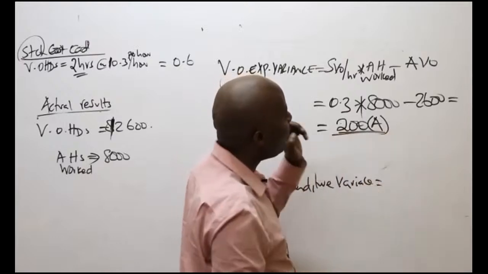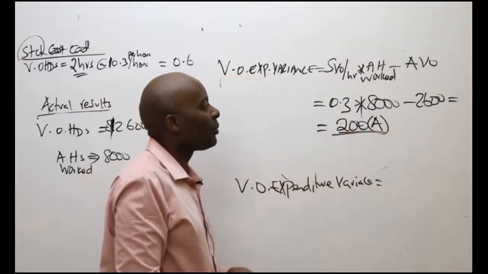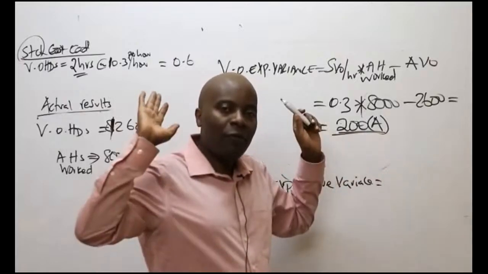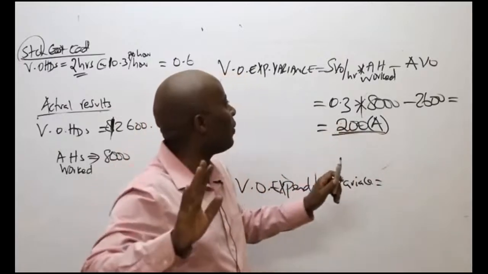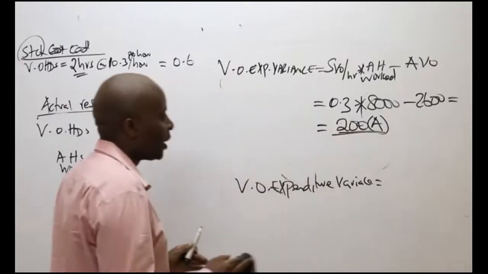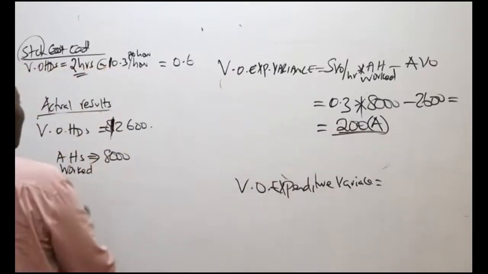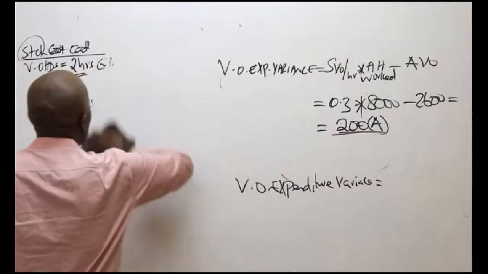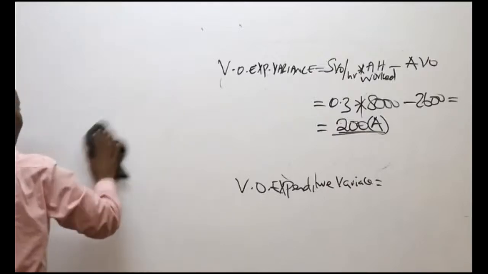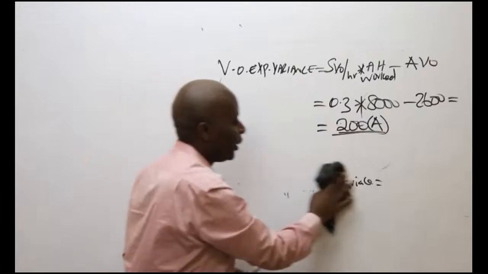And remember, for whatever reason, you'll get some students putting brackets where they're not supposed to be put. No. For variable overhead expenditure variance, there are no brackets at all. Thank you very much.